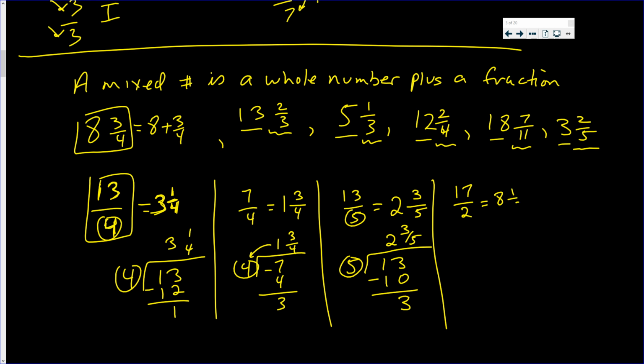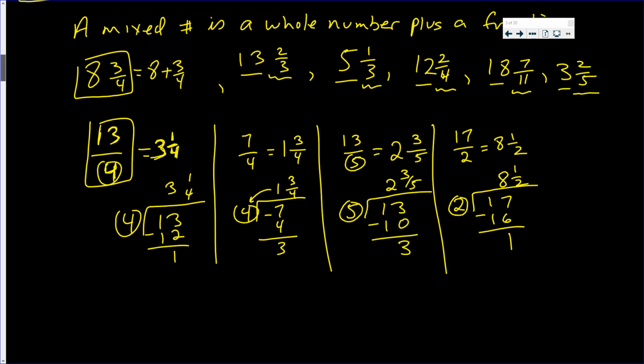If you have 17 over 2, well, 2 goes into 17 8 times. And you'll have 1 left over. Again, if you can't do it that quickly, fine. Do long division. 2 into 17 goes 8 times. 2 8s are 16. Take it away, get remainder 1. The remainder gets divided by the 2.